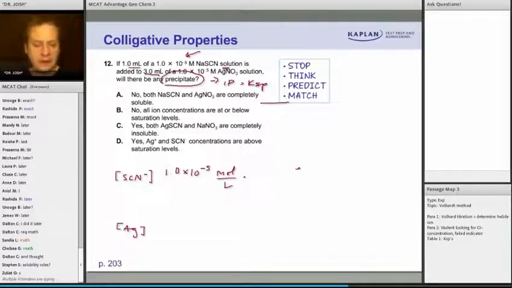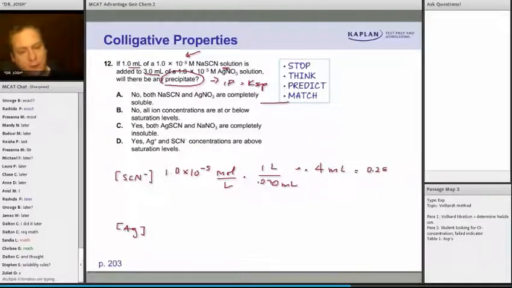So we've got to take it. Remember that in 1 liter, we're going to have 1,000 milliliters. And we actually have 4 milliliters as well to make this overall conversion. So when we do all this math, it turns out that we have right at 0.25 times 10 to the negative fifth molar SCN negative. Okay?